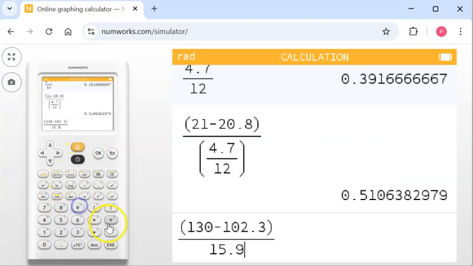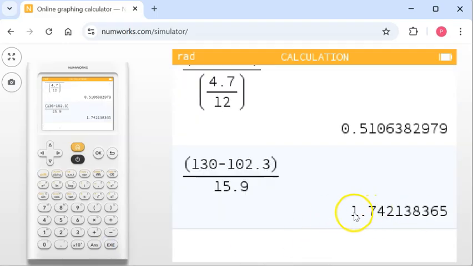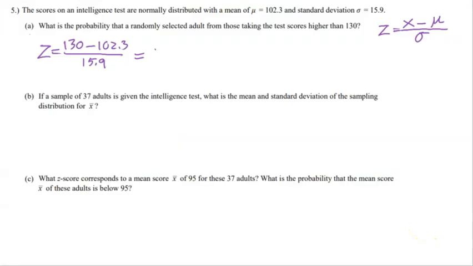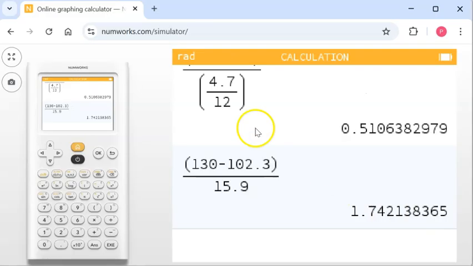It's not asking about a distribution of the means of a bunch of samples. It's just asking about one adult, and that's why we're doing the other formula from what we did last week. So this is going to give us a z-score of 1.742138. Now we're going to turn that into a p-value using the normal distribution.